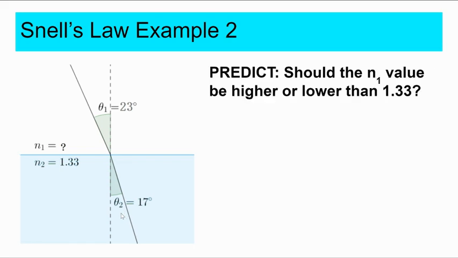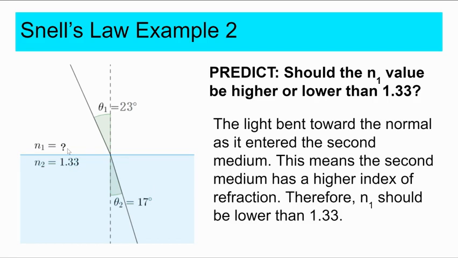So again, for this problem, we're going to use Snell's law, but before we start, we really should think about what this answer should be. Should this be lower than, equal to, or higher than 1.33? That way we can verify that we get a good answer from our calculated value and we didn't make any mistakes. We can see that our light ray bent in towards the normal. So knowing that, we know that this medium is more dense with a higher index of refraction. Thus, our N1 value should be a number less than 1.33.